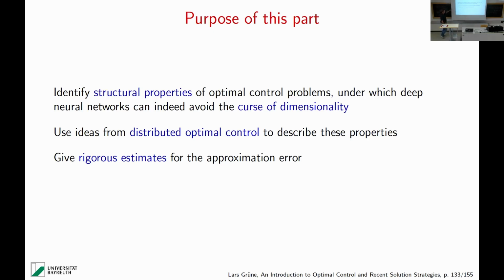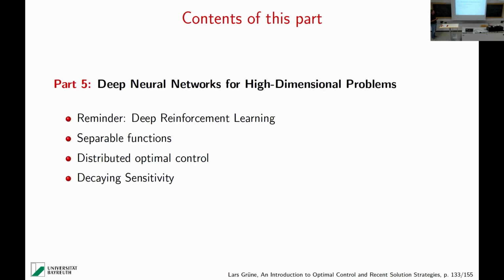And I would also like to give rigorous estimates for the approximation error. This would be, yeah, the last result I'm going to show. That's the outline. I will briefly remind you from Wednesday what deep reinforcement learning is. I will then talk about a certain class of functions, separable functions, that can be very well approximated by deep neural networks. I will then talk a little bit about distributed optimal control, and then these things come together by using something which is called decaying sensitivity, that I will explain in the end.